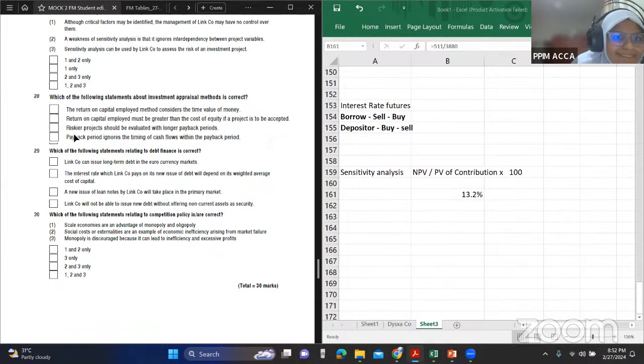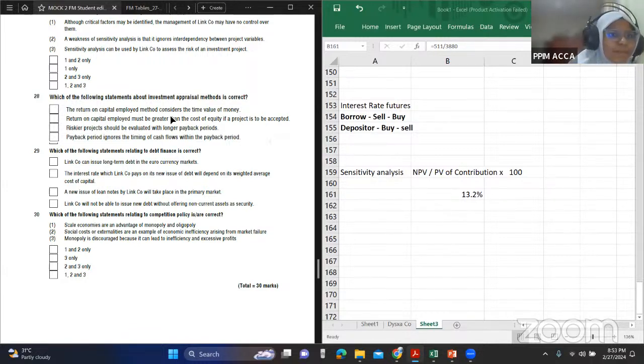Which of the following methods is correct? The return on capital employed, ROCE, considers the time value of money. Okay, let's think about it. Then it says the return on capital employed must be greater than the cost of equity if a project is to be accepted. Wait a minute, sorry, it has to be greater than the cost of capital, not just the cost of equity. So that is not correct.